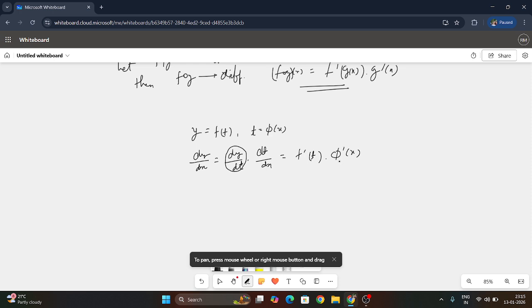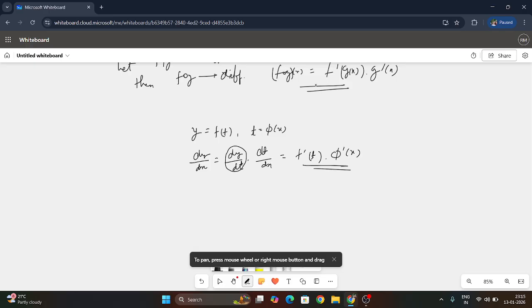So this is the chain rule that you have to keep in mind. I hope it is clear to you. Or you can say f is a function of g and g is a function of x, and then this is the answer. The same thing is coming here also. It's not any crazy thing, very easy.